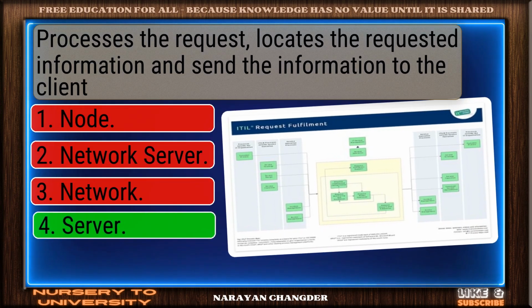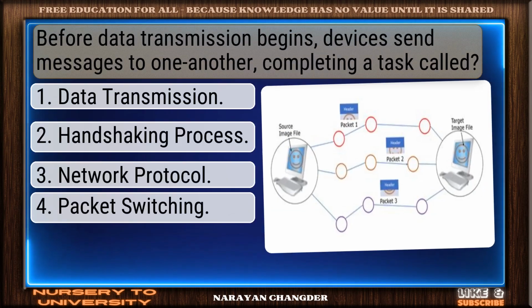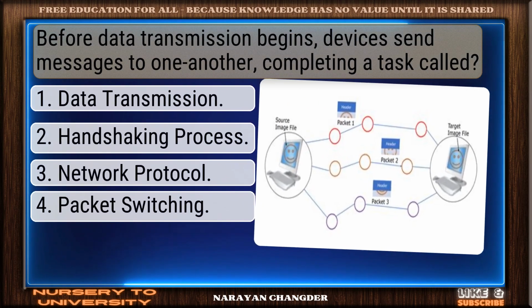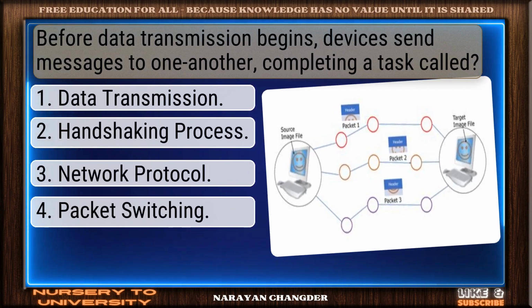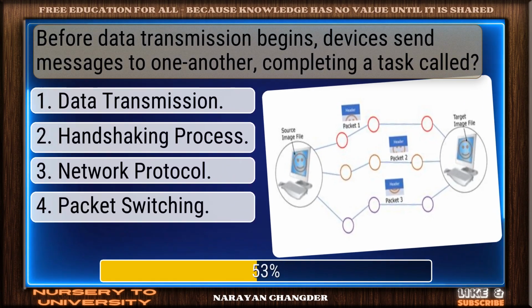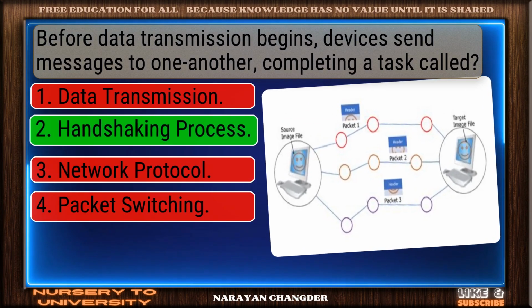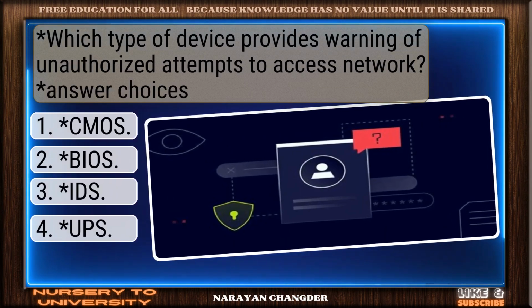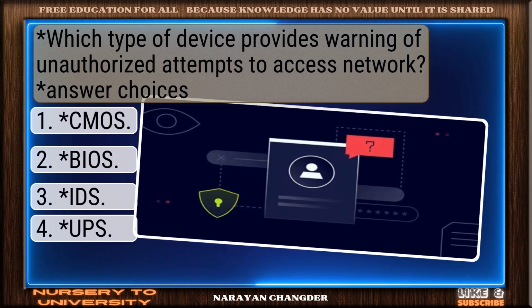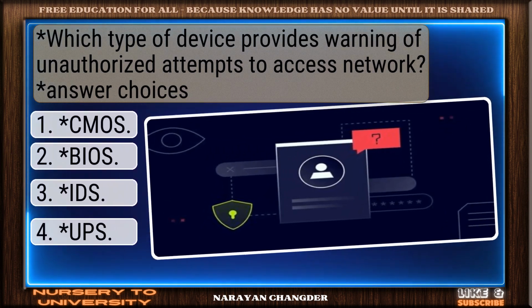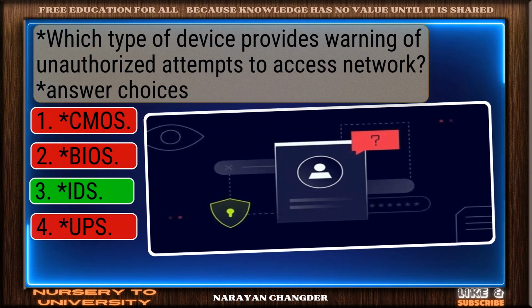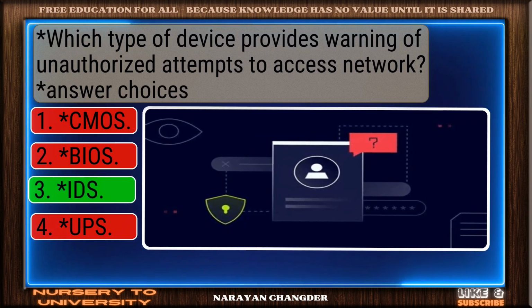Excellent. Server is well reasoned. Before data transmission begins, devices send messages to one another, completing a task called. Strong choice. Handshaking process is right. Which type of device provides warning of unauthorized attempts to access network? Answer choices. Great thinking. IDS is right.